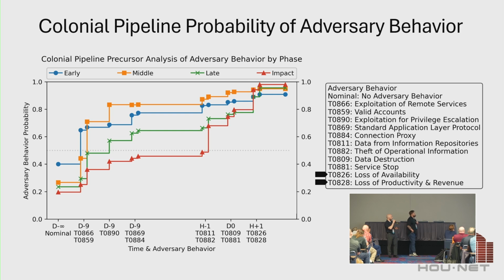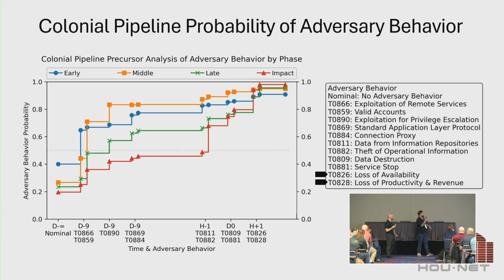And then finally, we have our loss of availability, loss of productivity and revenue, and impact techniques, which cause the impact behavior phase to pretty much saturate near 1 and all of the other phases to rise also. So this is an example of how we'd apply this tool for a given cyber attack scenario. We've done similar analyses for 26 other historical case studies and produced results like this for those as well.